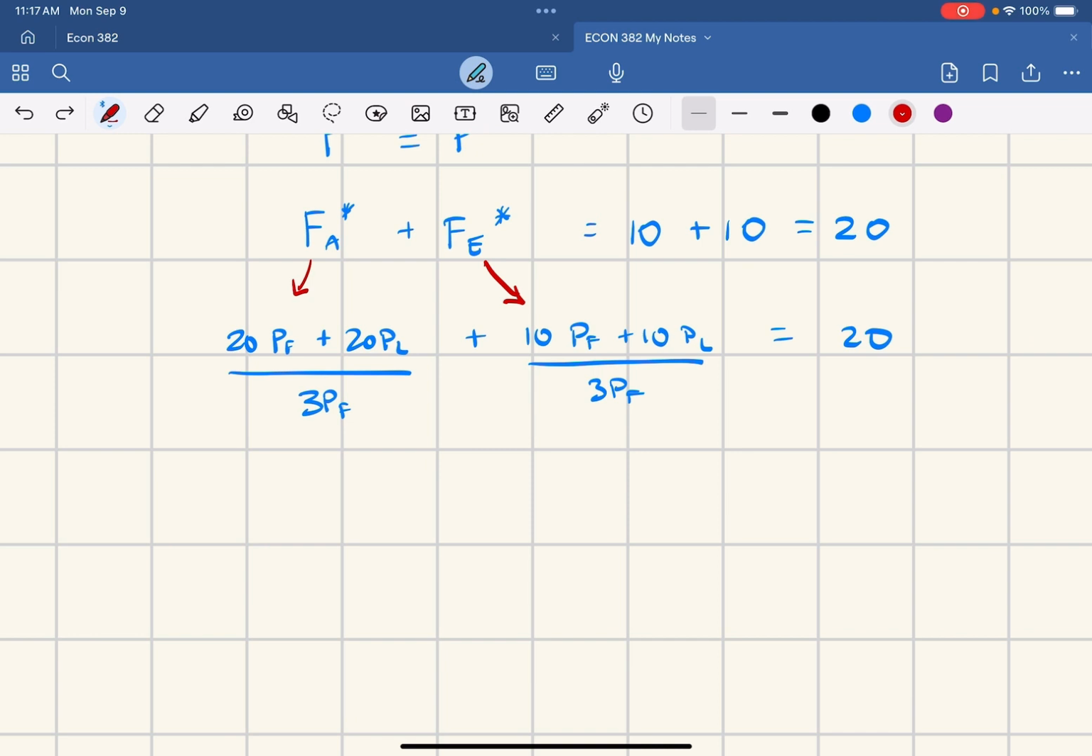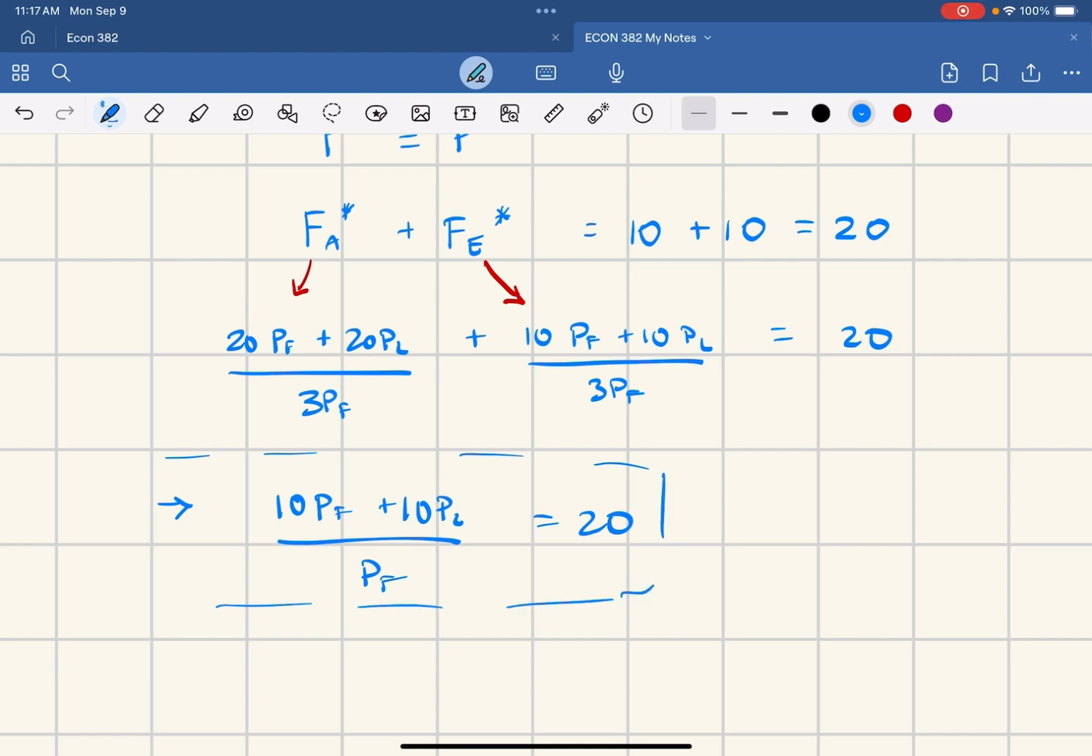Or actually, before we get to step 3, let's go ahead and simplify this real quick. And so this can be simplified into 10 PF plus 10 PL divided by the price of figs is equal to 20. So this is what we get for the market clearing conditions.